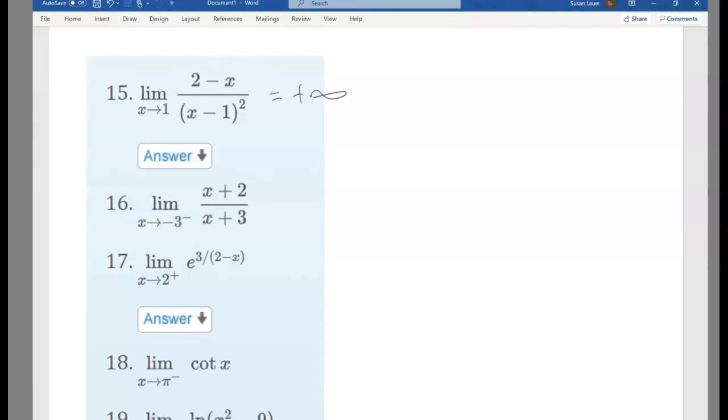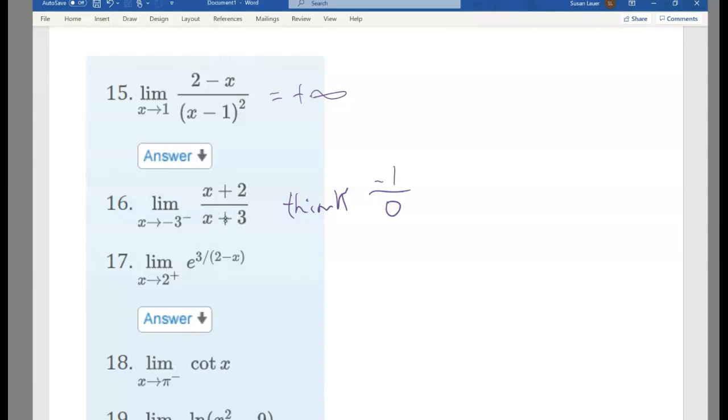In the next one, if we put -3 in, we get 0 in the denominator. I have 0 in the denominator and something else in the numerator, so it's not indeterminate. If it was 0 over 0, it would be. But -3 plus 2 is just going to give me -1. Now I have to decide whether this is more negative or more positive.